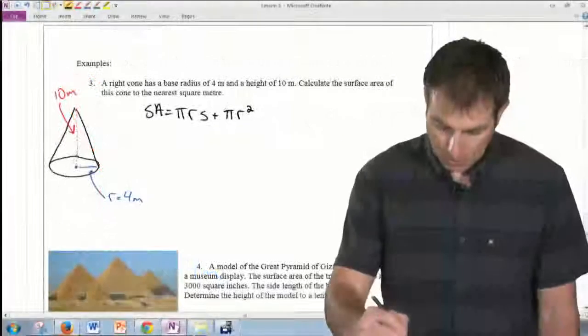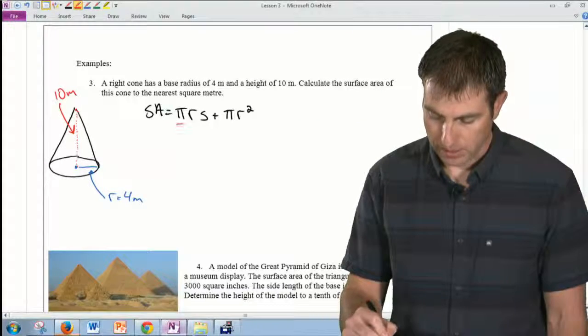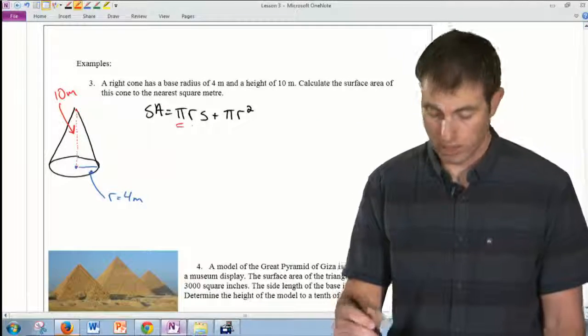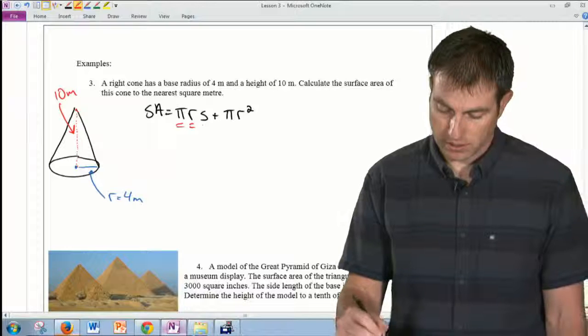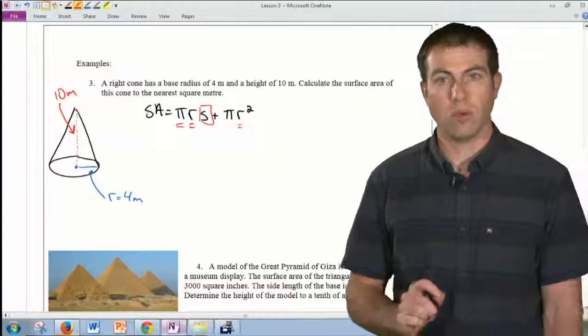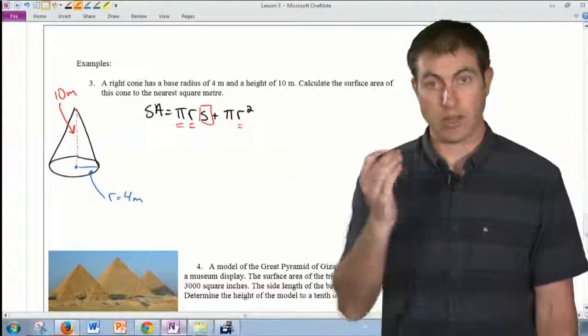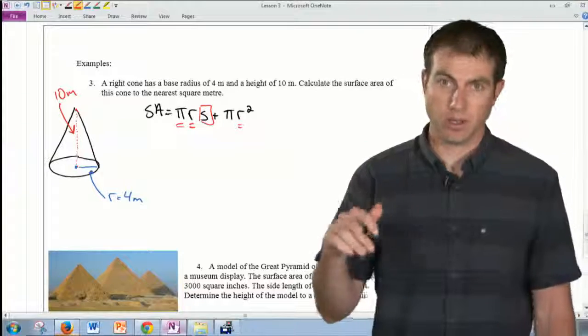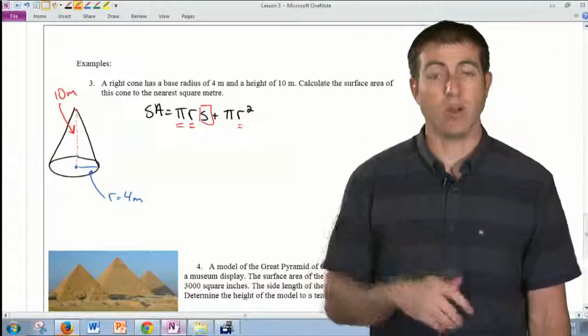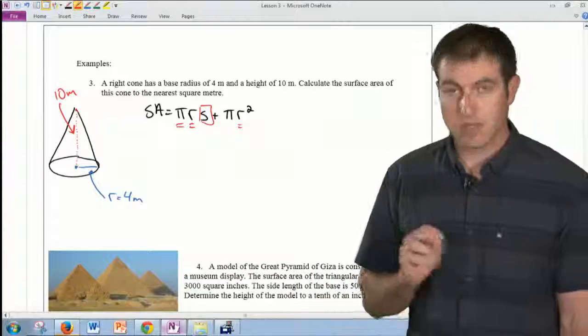Now, what do I know? What don't I know? If you want to think about it this way, I know pi because that's in my calculator. I know the radius of the base. The one thing I don't know is the slant height, and I know the radius because it's the same thing. The radius of the base is going to give me the area of the lateral area, and the radius of the base is also going to give me the area of that base. So the only thing I need to find is my slant height.